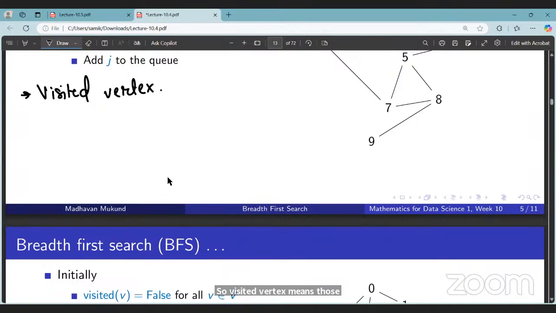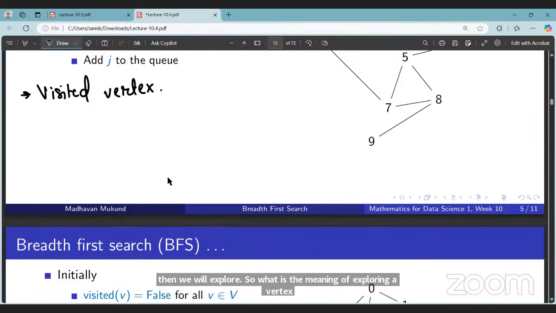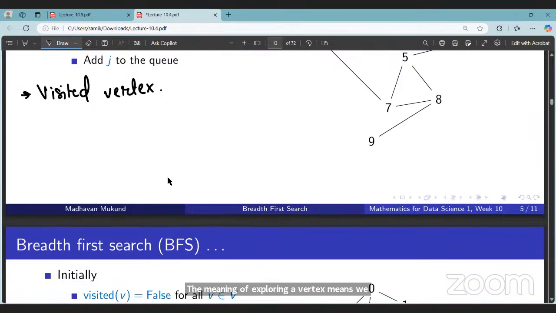So in the BFS process, what happens? We will start with one vertex, visit the neighbors of that particular vertex, and then explore them. What is the meaning of exploring a vertex? Exploring a vertex means we have to visit the neighbors of that particular vertex. We'll see all this when we look into the example. Visited vertices means those vertices which we can reach from our given source vertex.